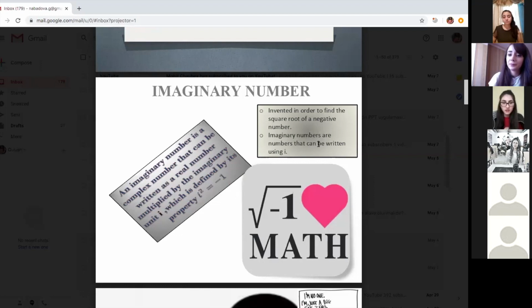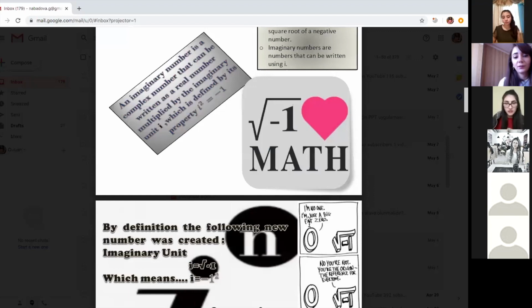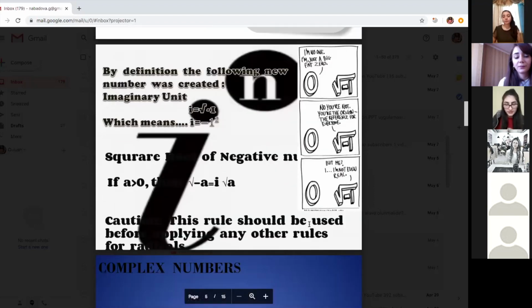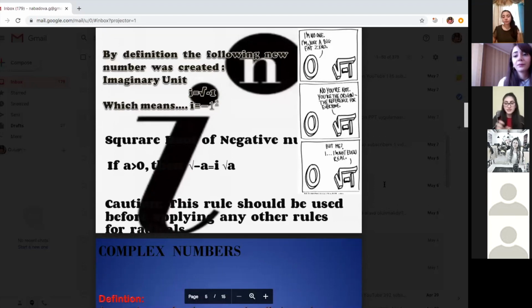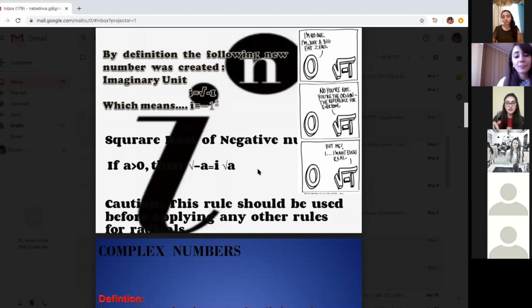Imaginary numbers. An imaginary number is one as a real number multiplied by the imaginary unit i, which is defined by its property i squared equal to minus 1. And the next, the definition. Yes, here we can say that i equal to square root of minus 1. If a greater than 0, then square root of minus a equal to i times square root of a.